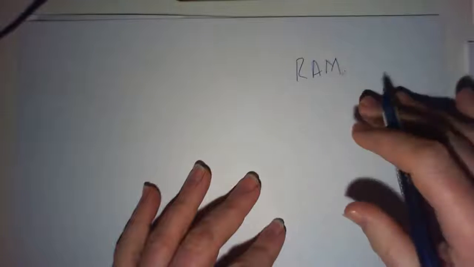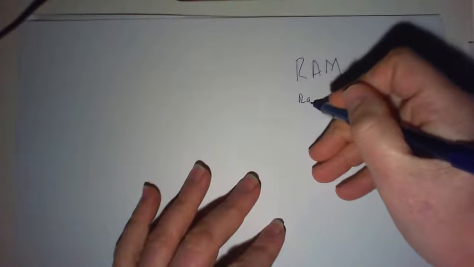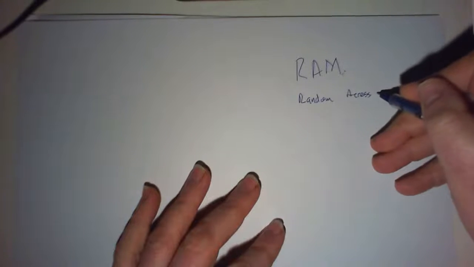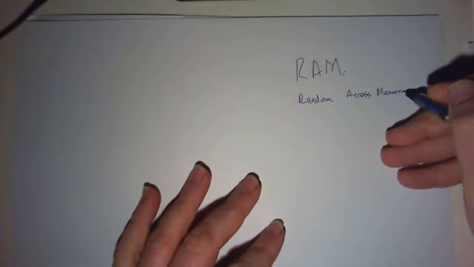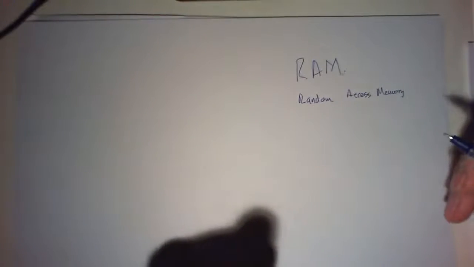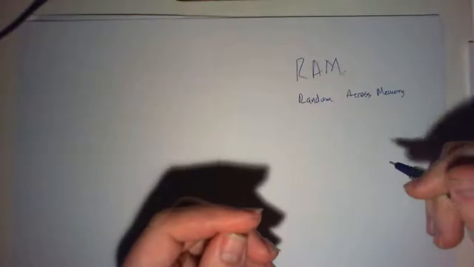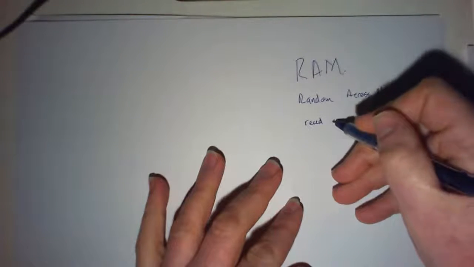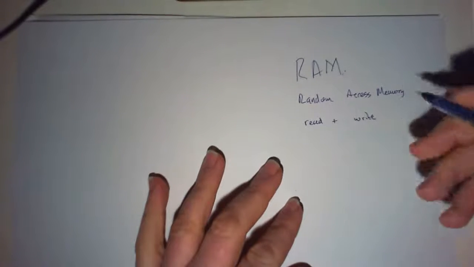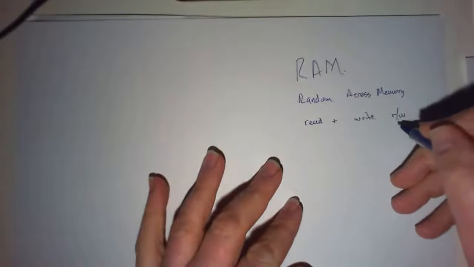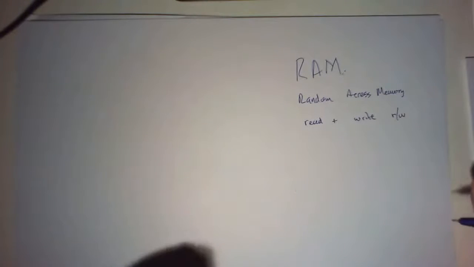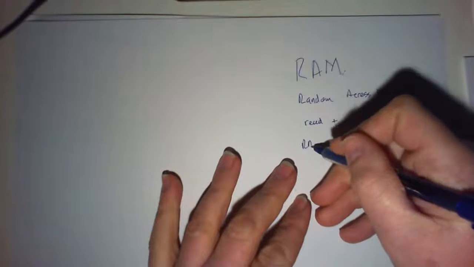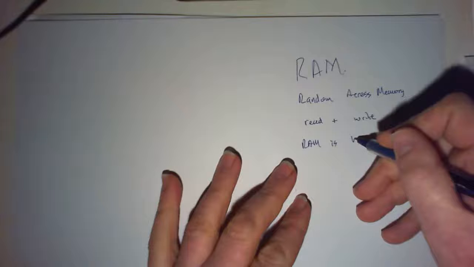For those of you who don't understand, RAM stands for random access memory. And it's the main memory in a computer. You mightn't think it, but it actually is. Okay. You can both read and write to it, henceforth RW. Okay. You can both read and write to RAM. And most importantly, RAM is what's called volatile.